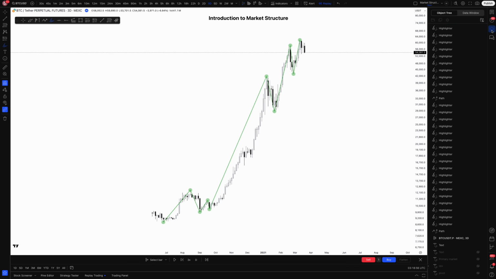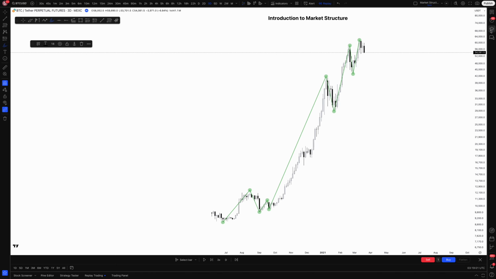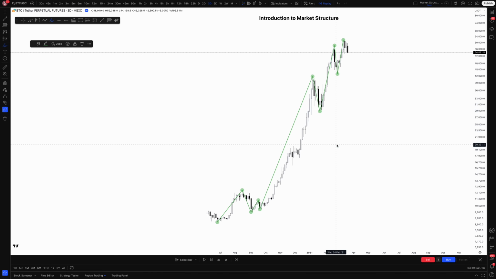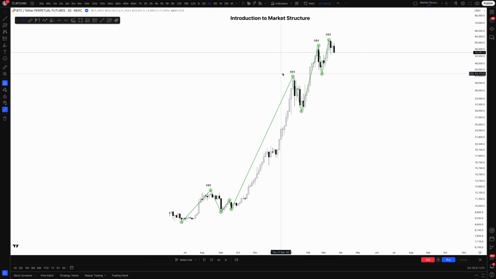And what we'll do is label these. Where are they? Higher highs. Get rid of this. Okay, so where's my text gone? Higher highs. These are our higher highs. And let's duplicate this and change that to higher low.